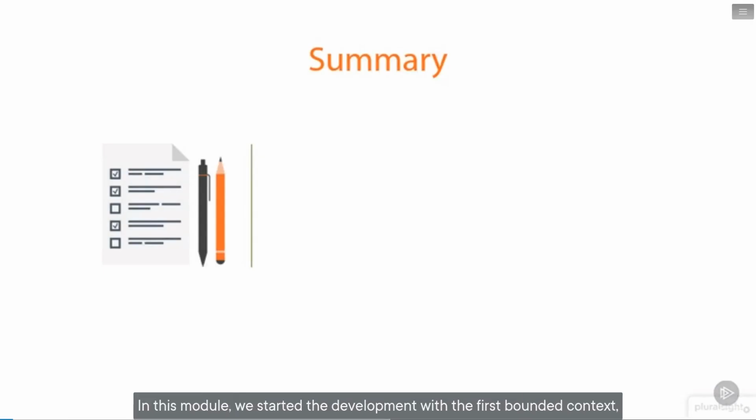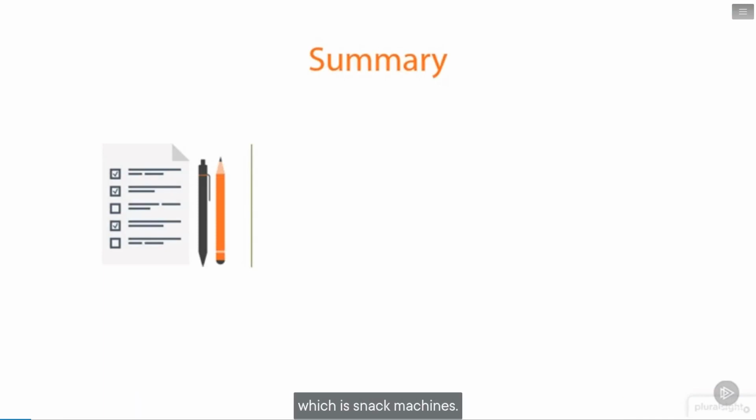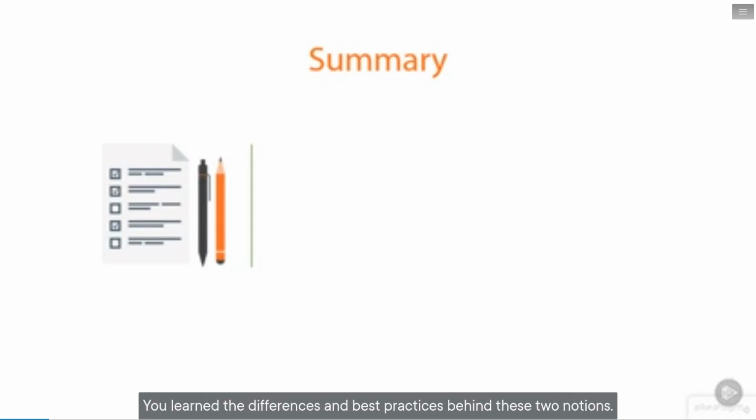In this module, we started the development with the first bounded context, which is snack machines. We focused on entities and value objects. You learned the differences and best practices behind these two notions. Let's reiterate through the most important moments of this module.